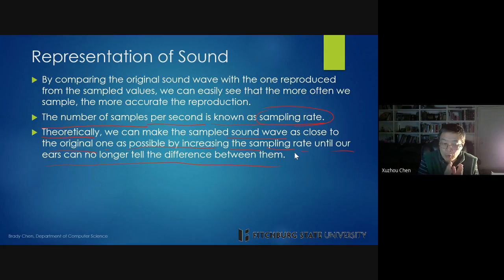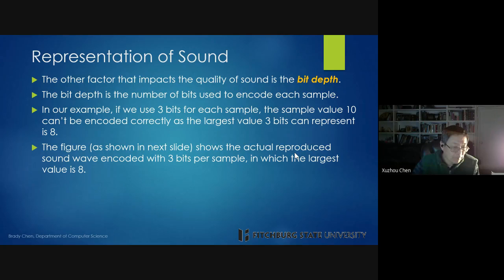Because when you increase the samples, you increase the sampling rate, and you also increase the size of the file because you're going to increase the numbers, right? So that's a trade-off. For the same amount of music, you can dramatically increase the size of the file needed to store the sound. Okay. Now let's see some examples.